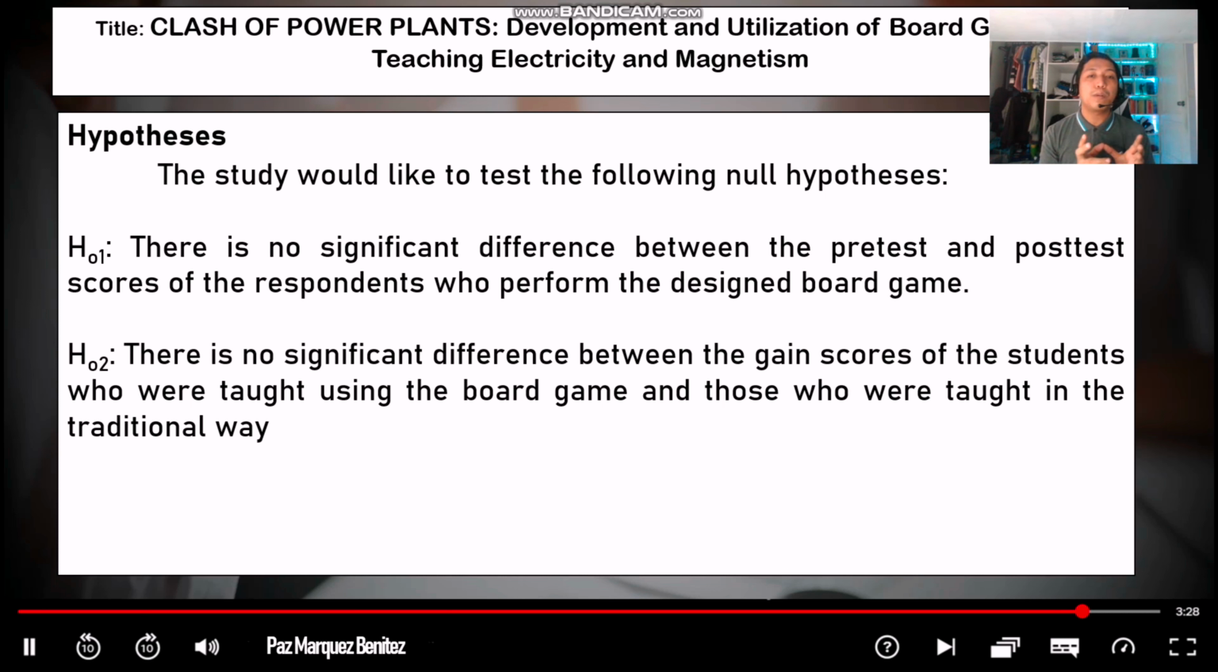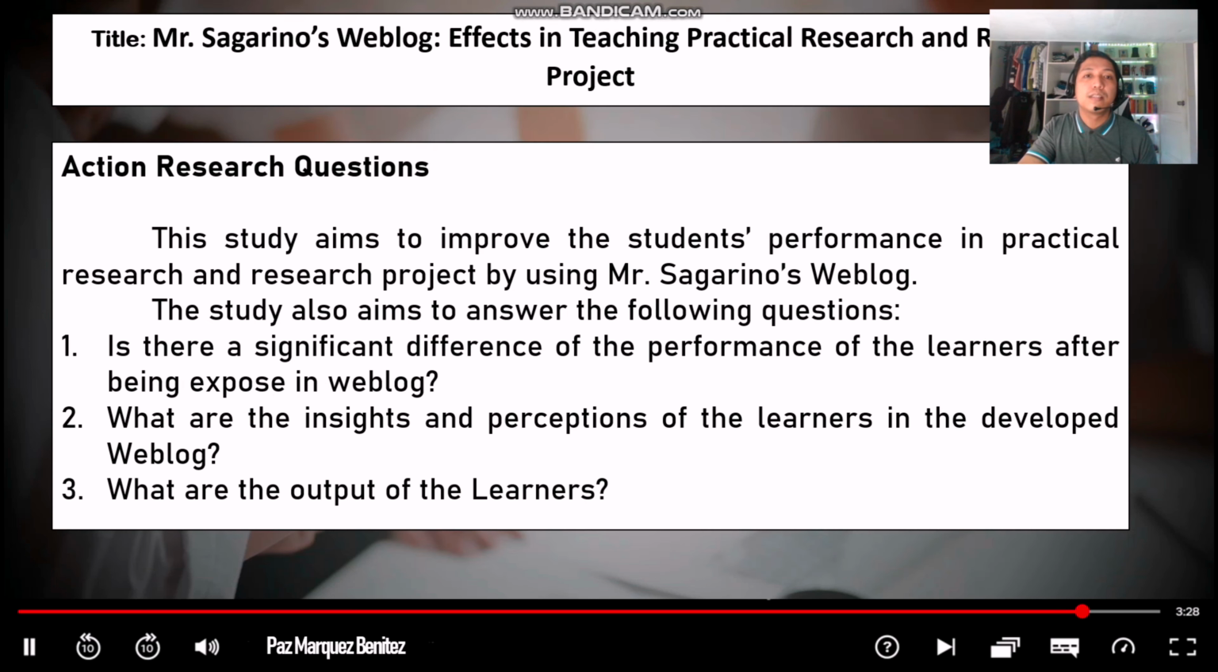So this is an example of the null hypothesis that you're going to reject or accept. Okay? So we have here the null hypothesis. Okay, so we have here another example. The title is Mr. Sagarino's Weblog Effects in Teaching Practical Research and Research Project. So here are my questions. Is there a significant difference in the performance of the learners after being exposed to the weblog?